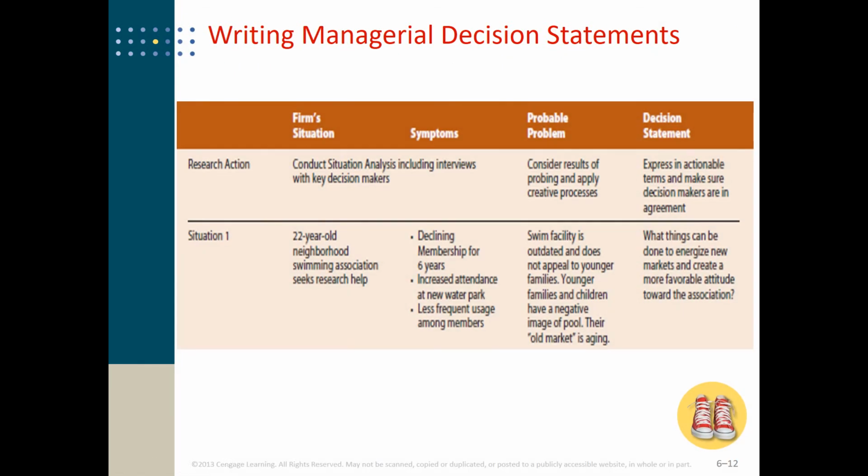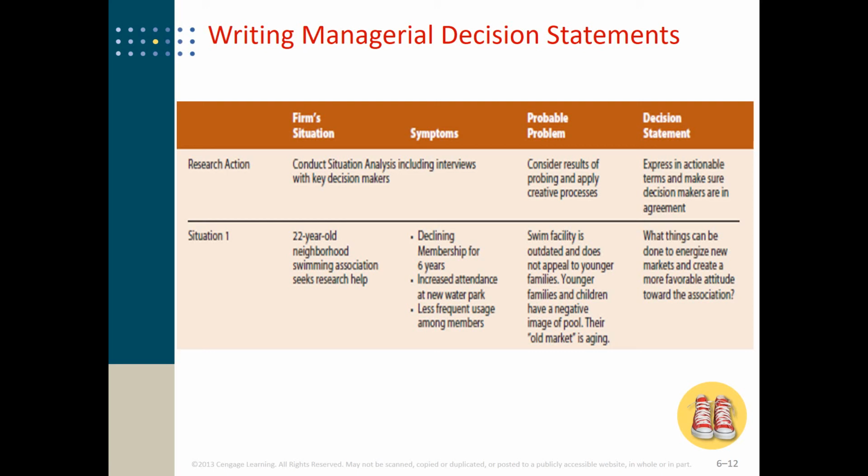Let's take an example. A situation where a 22-year-old neighborhood swimming association seeks research help. Now the researcher goes to that swimming association and finds some symptoms. For example, declining membership for 6 years, increased attendance at a new water park, and less frequent usage among members. So after the situation analysis, the researcher finds these symptoms.